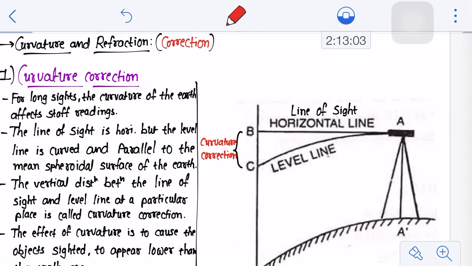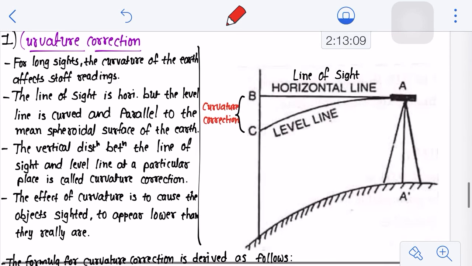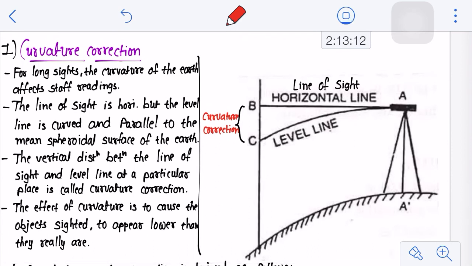There are two types of corrections we can apply in leveling. These corrections are known as curvature correction and refraction correction. So what is curvature correction in fact? When the sight is long, when your station is at a far distance from your instrument location, then the curvature of the earth affects the staff readings. The line of sight is horizontal, but the level line is curved and parallel to the mean spheroidal surface of the earth.